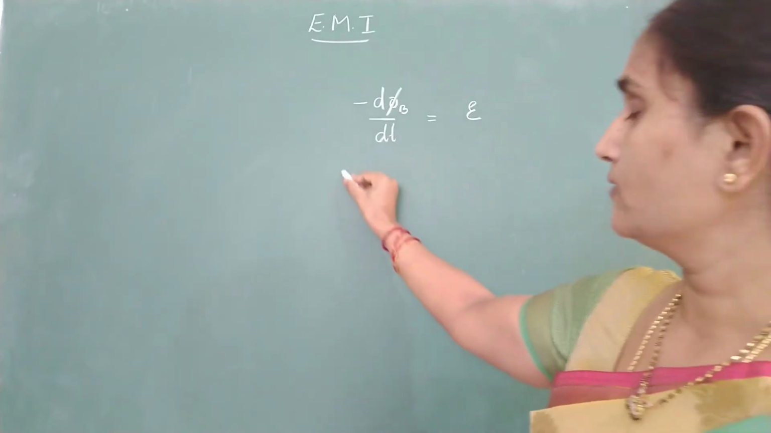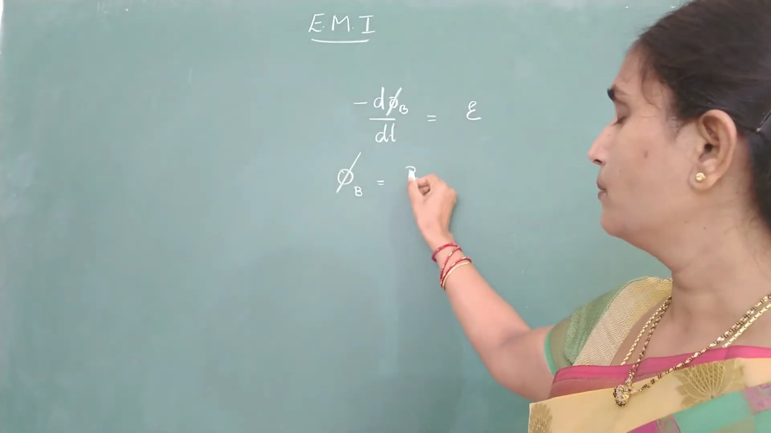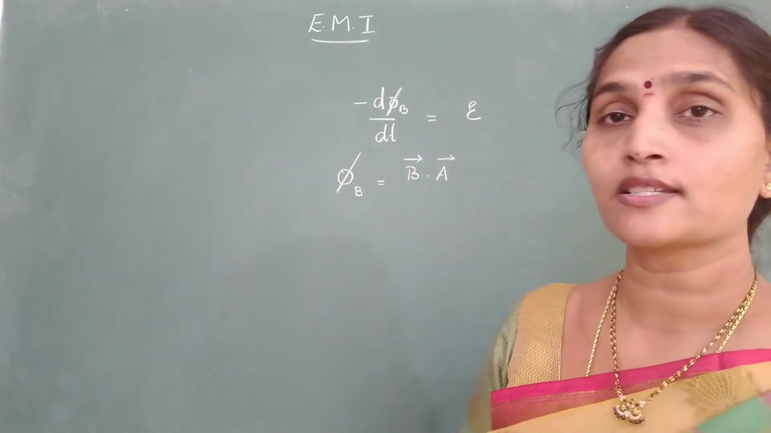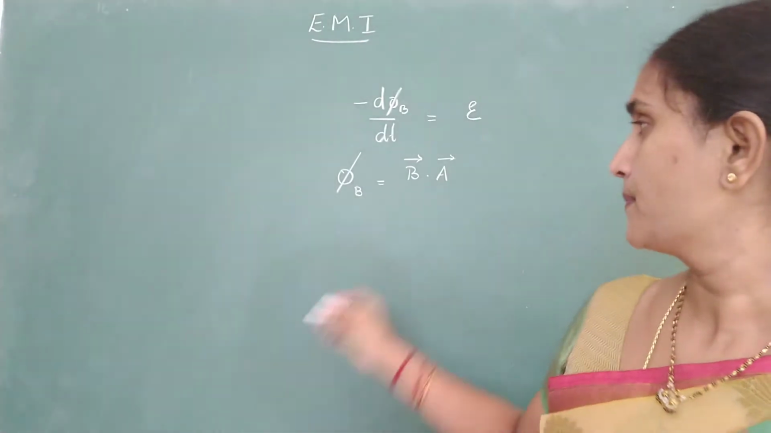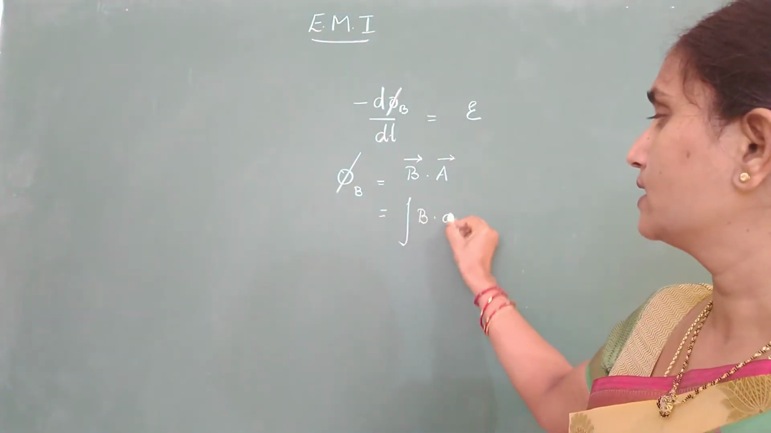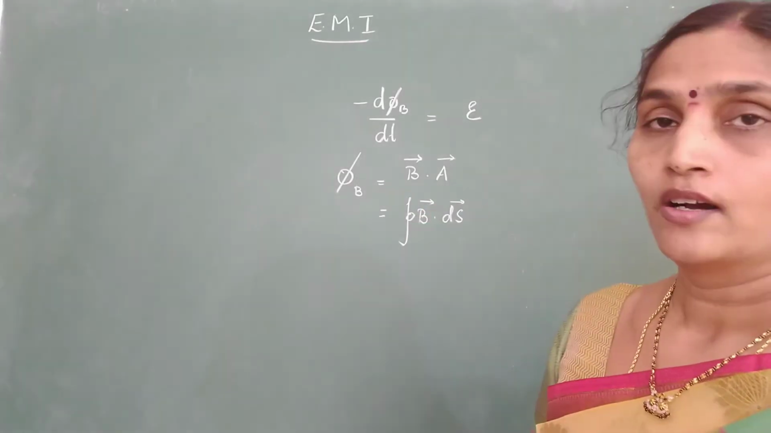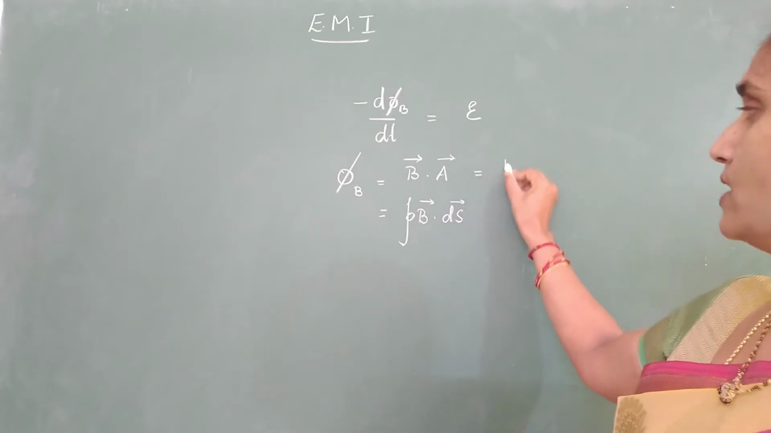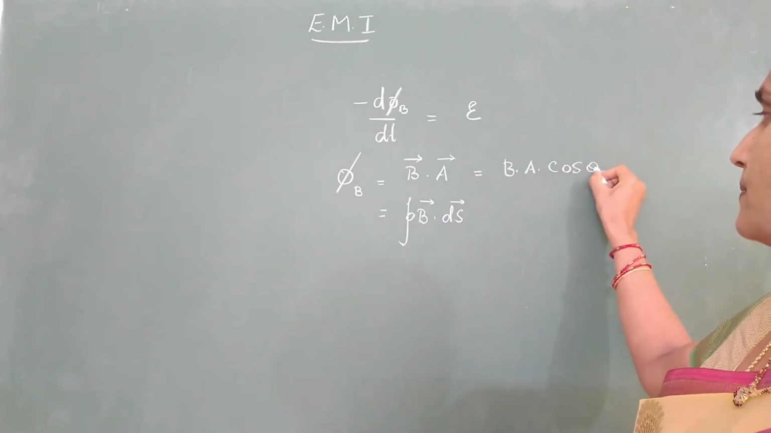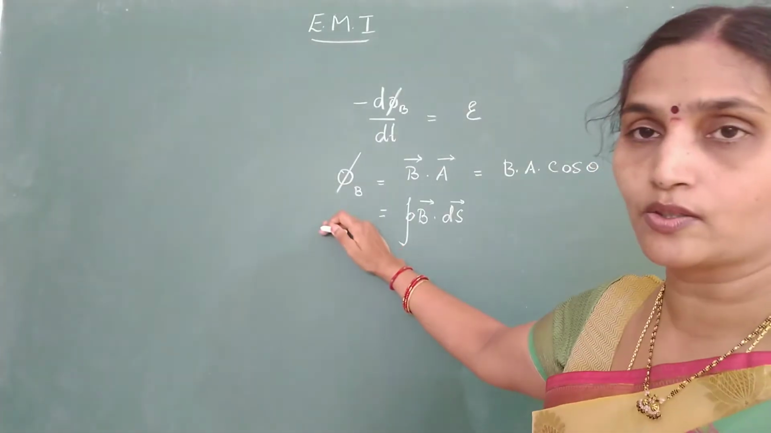So coming to magnetic flux. Tell me what is magnetic flux defined as: B dot A, the number of magnetic field lines passing through a given area. Or if you write it in integral form, it is integral of B dot ds. And when you remove the dot product, we can write it as B into A into cos theta, where theta is the angle between B and A. It is a scalar quantity.